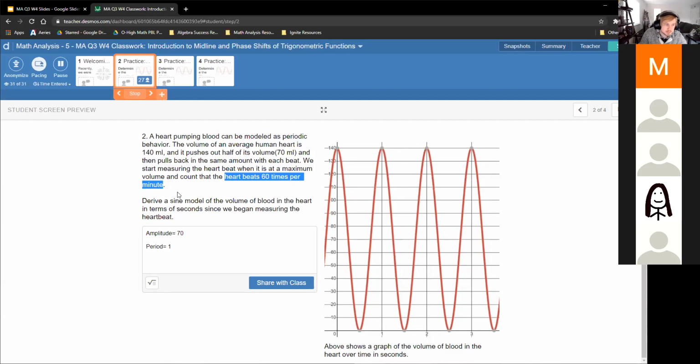Would we put milliliters for 70? That's a good point. Yes, if our unit is milliliters, we should be putting that, and if our unit is seconds, we should put that there as well.